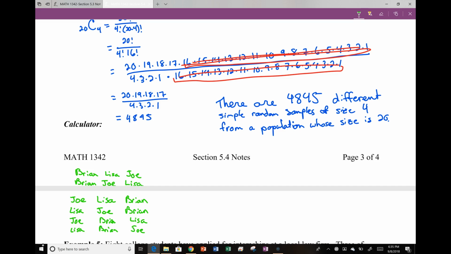Now, if it mattered, president, vice president, secretary. Here, Brian would be president, Lisa would be vice president, Joe would be secretary. Here, Brian would be president, Joe would be vice president, Lisa would be secretary. So you notice just in those 2 lines, because order now matters, I have more possible ways of selecting these same 3 students. So when you're looking at it, you're going to have more permutations where order matters than you will combinations.